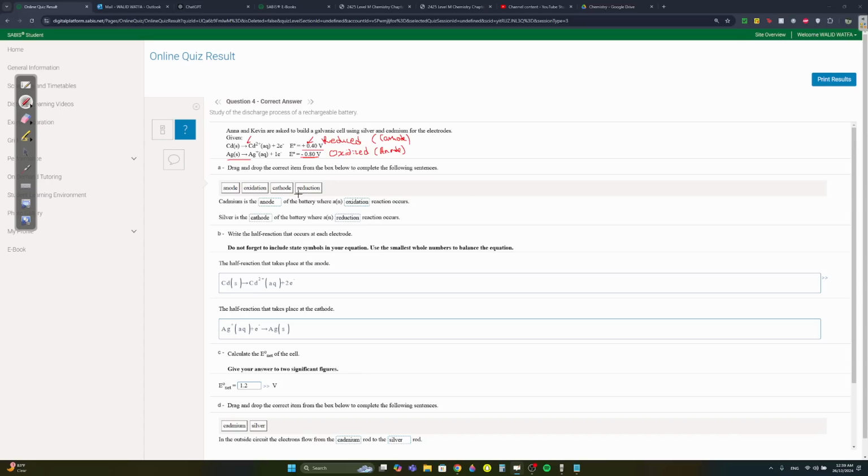Why am I finding this? Because you need it for the question. So which one? Cadmium is the what? Obviously. Wait. Reduction. Oops, my fault. I didn't read the reaction. Sorry.